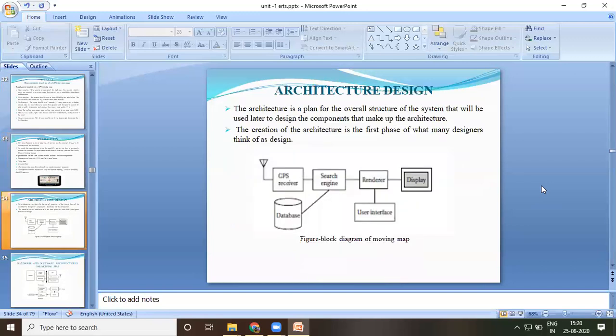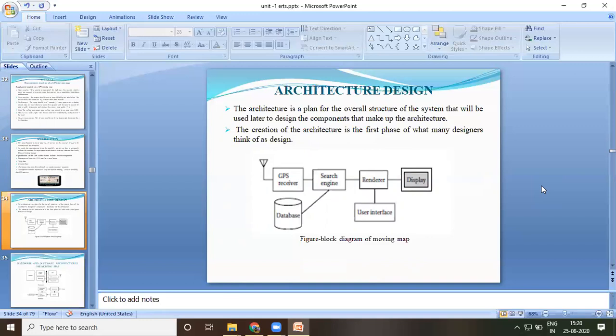The next one is architectural design. The architectural design is a plan of the overall architectural structure of the system that will be used to design the components that make up the architecture. The creation of the architecture is the first phase of what many designers think of as the particular design.